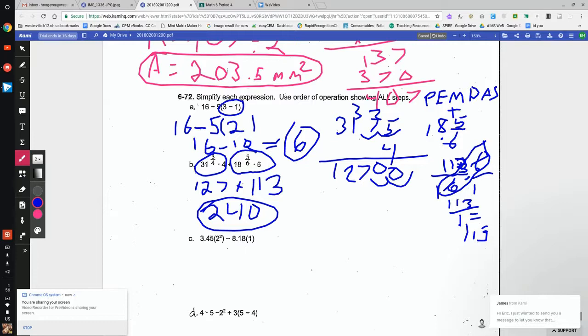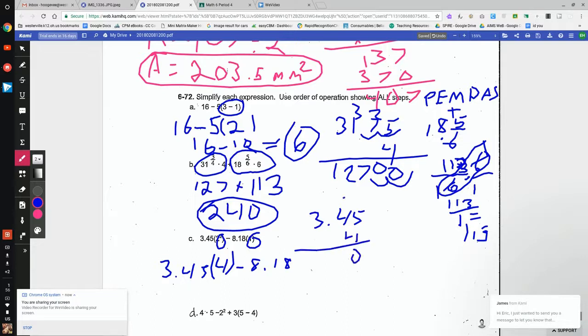Going down to C, we got some exponents and parentheses here. So 2 times 2 is 4 minus 8.18. Now I'm not going to bring down this times 1 here because I know it's already times 1, so I'm going to leave it alone. So now I got this 3.45 times that 4. I can do the work up here.